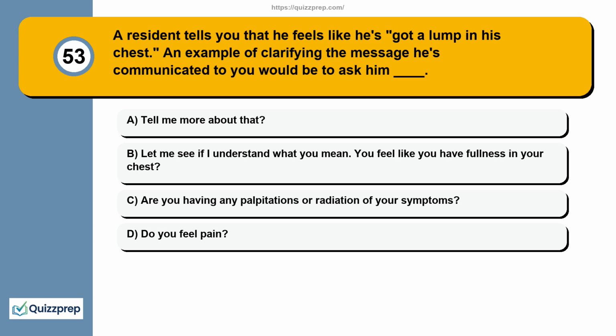Question 53. A resident tells you that he feels like he's got a lump in his chest. An example of clarifying the message he's communicated to you would be to ask him _______. Tell me more about that. Let me see if I understand what you mean. You feel like you have fullness in your chest. Are you having any palpitations or radiation of your symptoms? Do you feel pain?